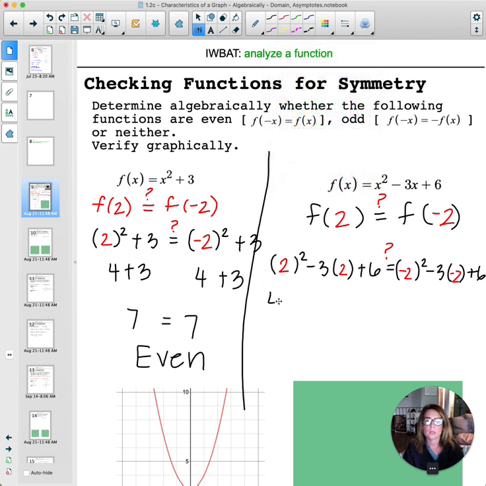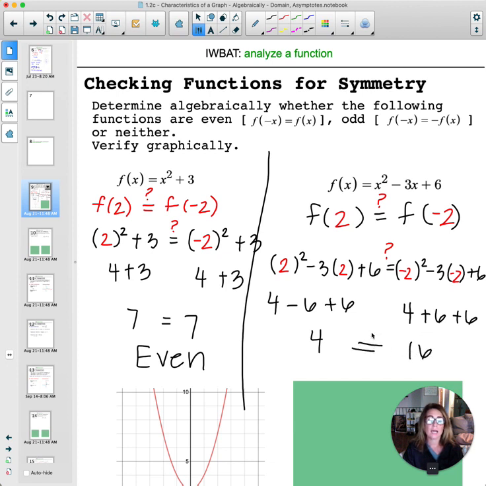So 2 squared is 4, -3 times 2 is -6, and then plus 6. So 4 minus 6 is -2, plus 6 is +4 for that side. Then let's evaluate at -2. Remember, -2 squared is +4, and -3 times -2 is +6, plus 6. So 4 plus 6 is 10, plus 6 is 16.